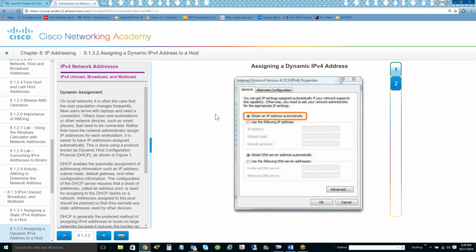Of course, dynamically assigned IP addresses is what's configured by default on Windows computers. That's where, and you've probably seen this before, it obtains an IP address automatically, and usually it gets its DNS automatically as well. You can statically assign both your IP and your DNS addresses. Remember, DNS is the domain name server, and that's where IP to host addresses are resolved, and we'll talk more about that later in the course.